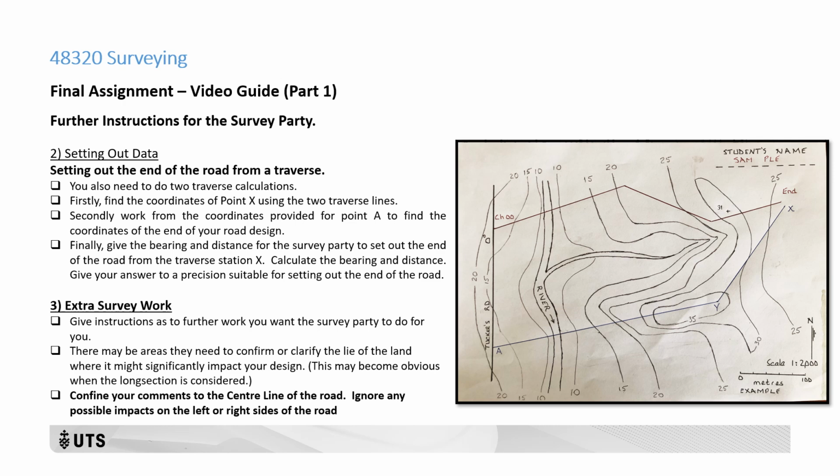Okay, we now want the survey party to mark out the end of the road from point X. So this is like your Travis assignment. Calculate the coordinates of Y and X, calculate the coordinates of the end of the road, and then find mathematically the bearing and distance from X to the end. Do not scale this. It must be a mathematical calculation appropriate for setting out.